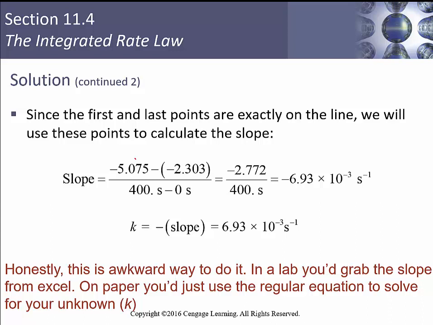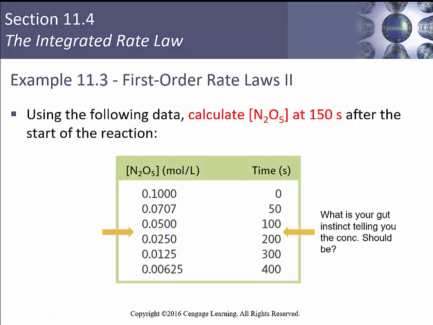So they put in their final and initial concentrations and the final and initial times, and they end up with minus 2.77 divided by 400 seconds. So minus 6.93 times 10 to the minus 3 per second. So our k is going to be 6.93 times 10 to the minus 3rd per second. And that's really an awkward way to do it. In the lab, you just grab a slope from Excel. On paper, you just use the regular equation to solve for your unknown k.